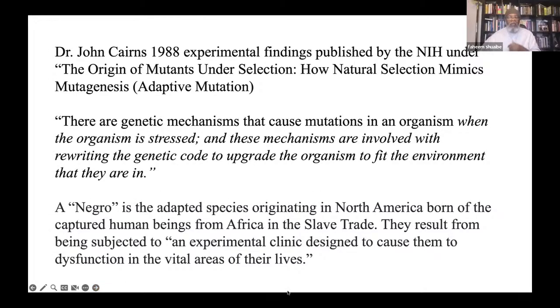Dr. John Cairns, in another episode, we explained in detail earlier. Dr. John Cairns' 1988 experimental findings were published in the NIH under the title "The Origins of Mutants Under Selection." That's another thing: X-Men, the X-Men. Don't think it's not related to the fact that you got Malcolm X and all the X-Men with all their different powers and capabilities.